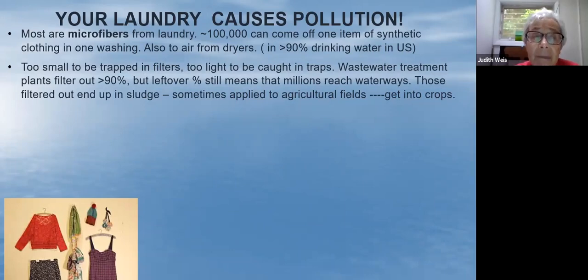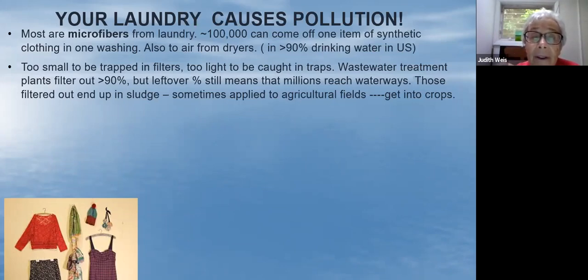In the washing machine, the microfibers get released because they are too small to get trapped in the standard filter, and too light to be caught in traps. Wastewater sewage treatment plants are able to filter out 90% of them, but what's left over that's going out with the water is still so much that millions and millions of these particles are reaching the waterways.